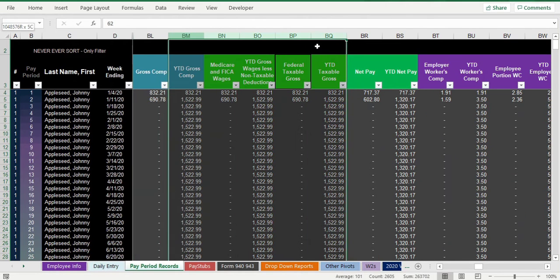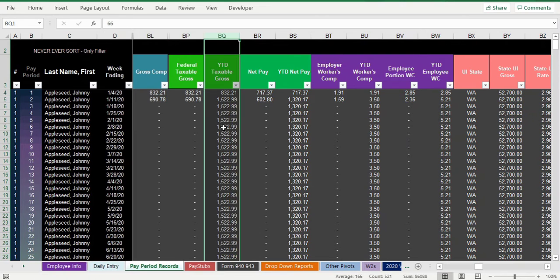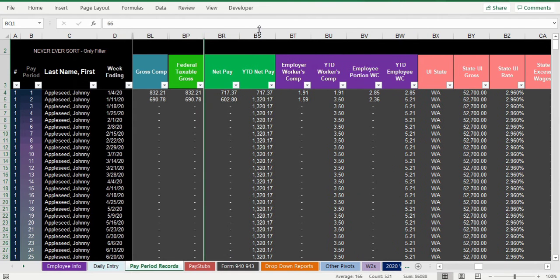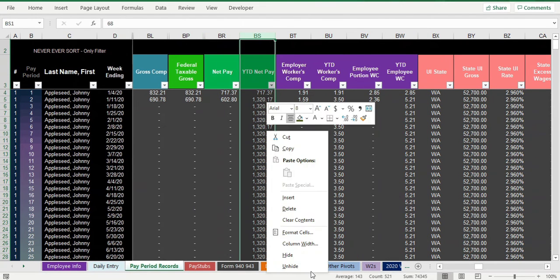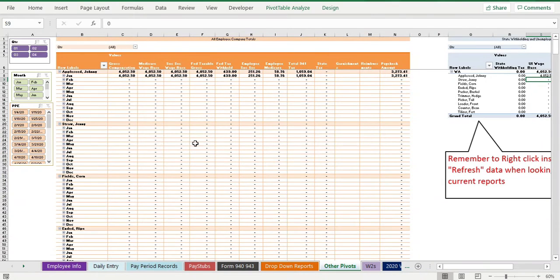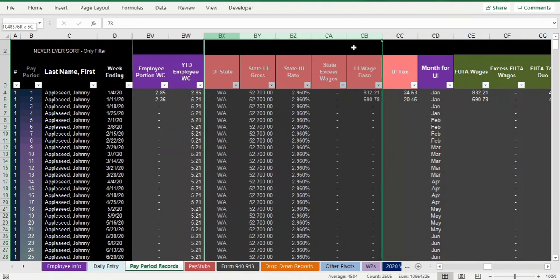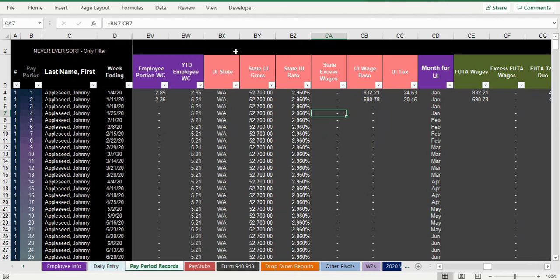gross compensation, federal taxable gross, show if anything got deducted. How about the net paycheck? That's what that is. How about your workers' comp expenses? There's the employees and the employer portion. I did not give you a report for workers' comp yet, but I can add it to one of these pivots or create another report. There's a lot of reporting I still need to create for you here. But you got this stuff. You got unemployment and how much you owe for unemployment and what your excess wages would be.